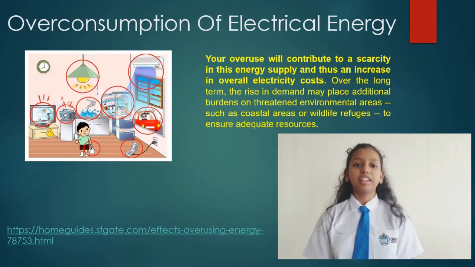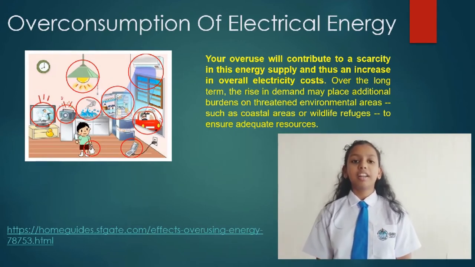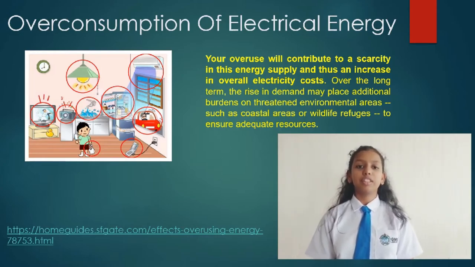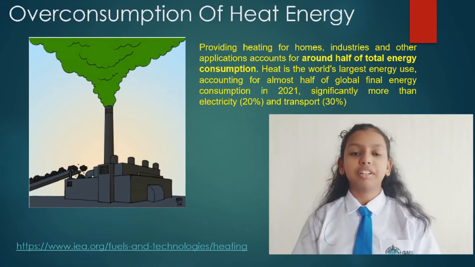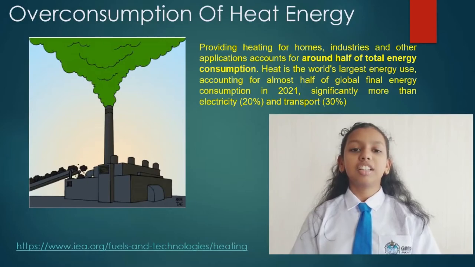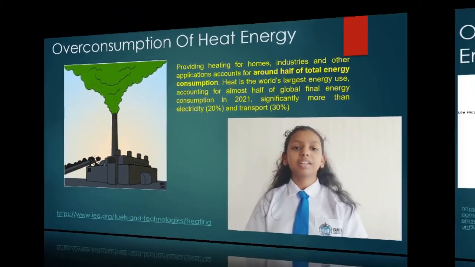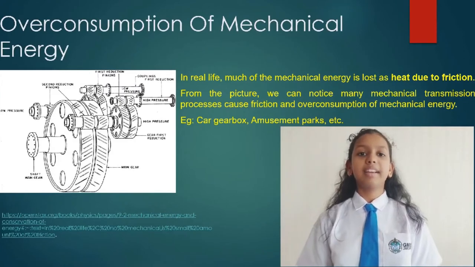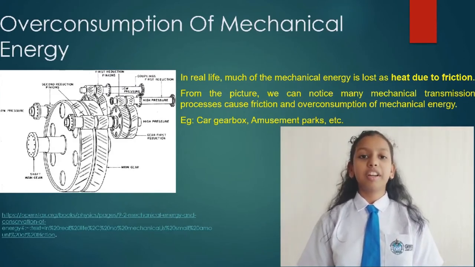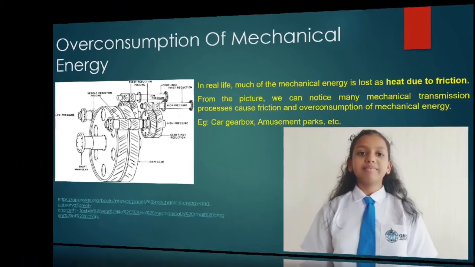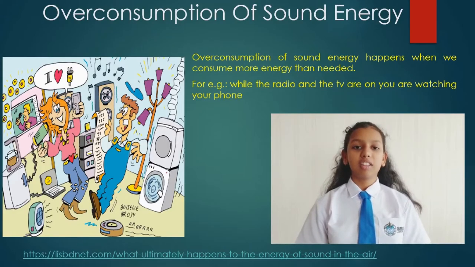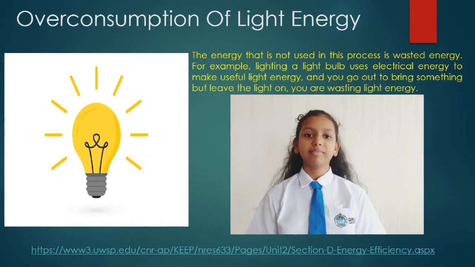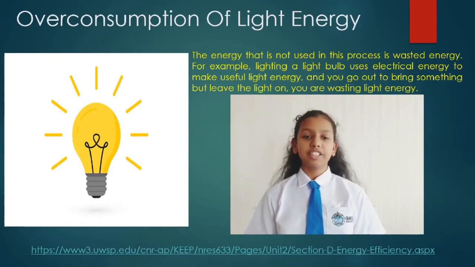An example of electrical energy overconsumption: leaving the air conditioner on even when the door or window is open. An example of heat energy overconsumption: in the food factory, there is a leakage in the heat processing pipe. An example of mechanical energy overconsumption: a less occupied ride in an amusement park. An example of sound energy overconsumption: unnecessary honking on the roads. An example of light energy overconsumption: leaving the lights on even when there is natural light.